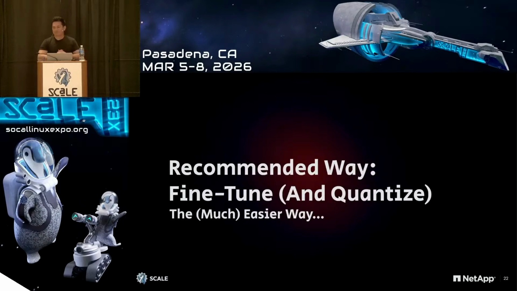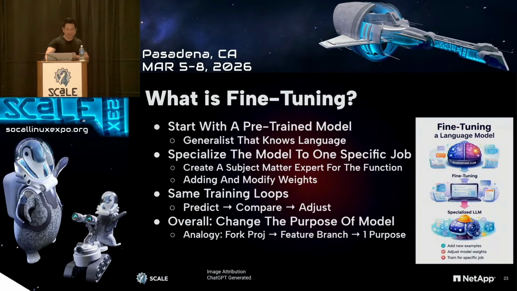Okay, so I told you that's not the way to do it. How do we actually do it? This is the recommended way. This is what you actually want to do: you want to fine tune an existing model and impart the knowledge that you want to impart on it, and then optionally quantize it, which we'll talk about in a little bit here. This is a much easier way, not only easier, but far more cost effective, and we'll look at that.